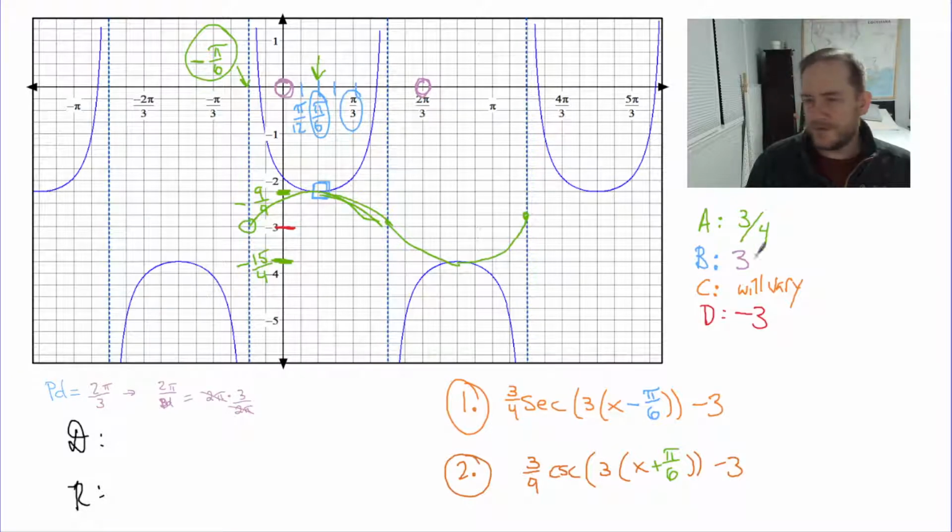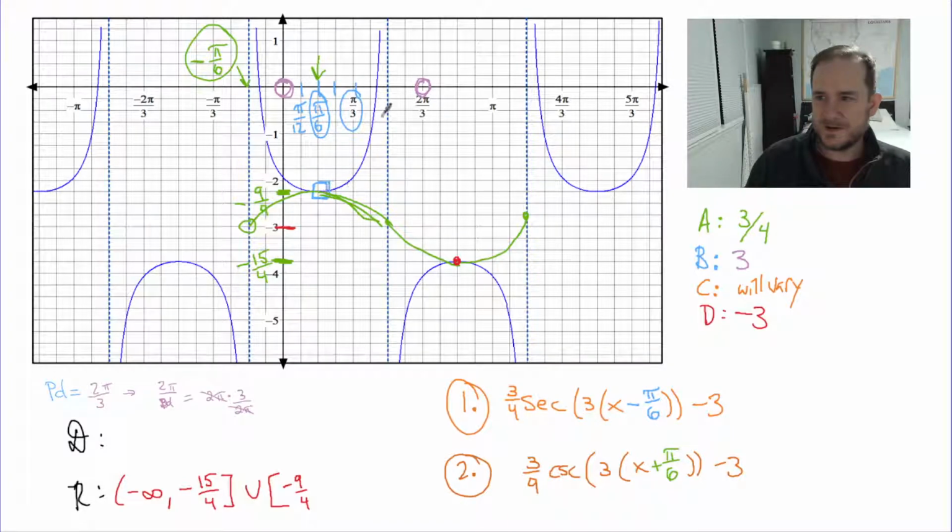All right, range first. Range is always going to be negative infinity up to these little extrema. This one here occurring at negative 15/4. So hard bracket. Then do the union of that with hard bracket, the bottom of this curve, which is at negative 9/4. And then of course that curve is running up to infinity. So that's our range.